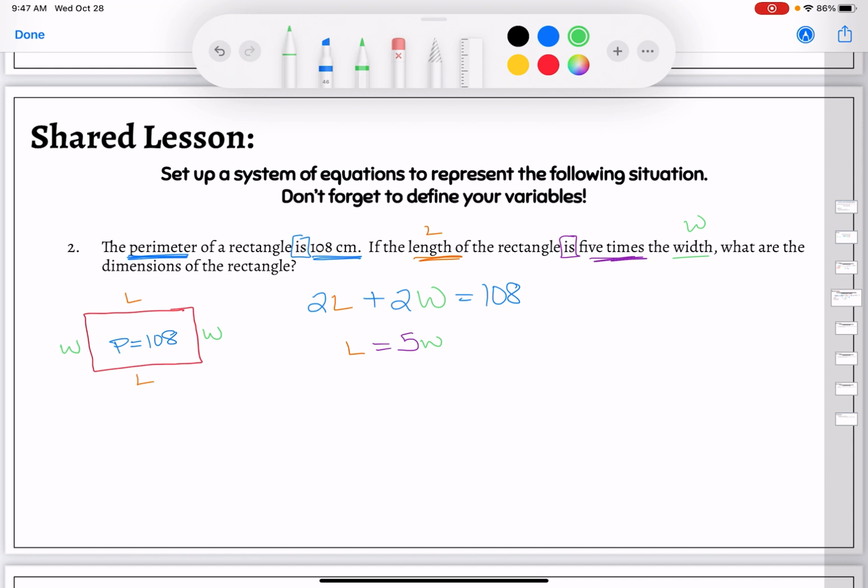Now, if you think about how you would actually solve this one, hopefully substitution is jumping out at you, right? I could just take that 5W, plug it in for L, and I'd be ready to go, okay? But we do need to set up the system with 2 variables and 2 equations to start out with, so make sure that you're always doing that on your homework tonight.